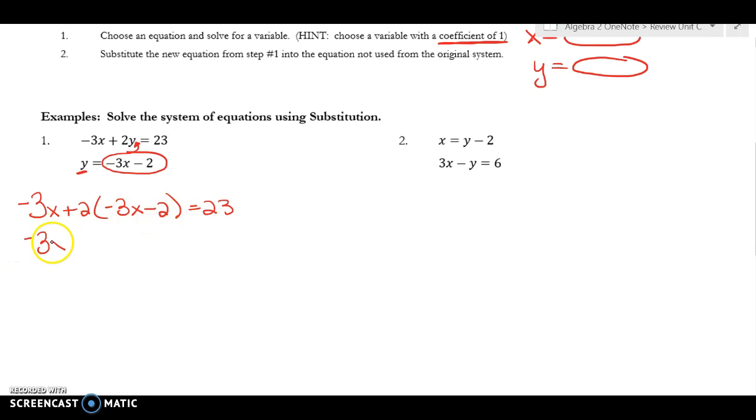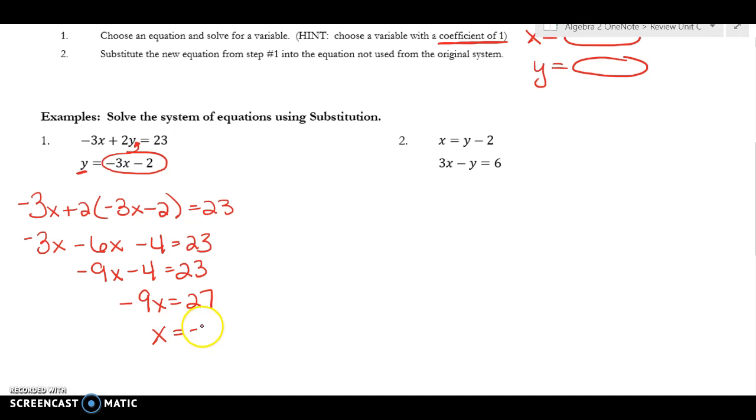So now I'm going to do my problem by distributing. I'm going to combine my terms. I'm going to add 4 to both sides and get 27. And then I'm going to divide and I get -3. So that's my first answer.